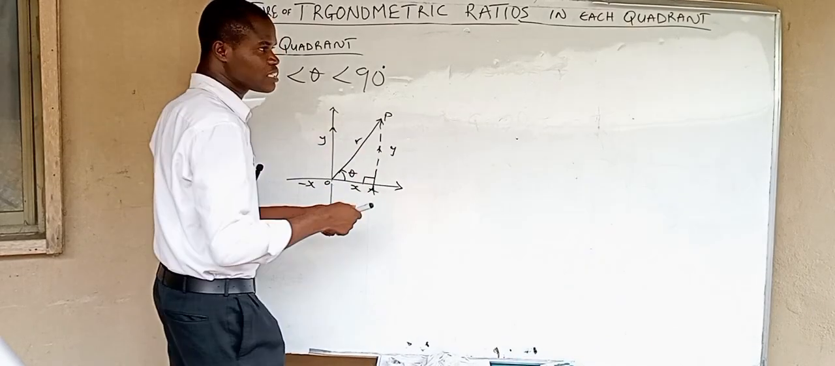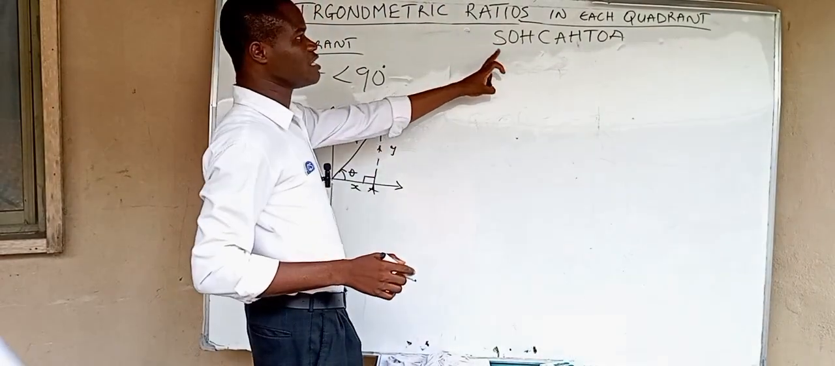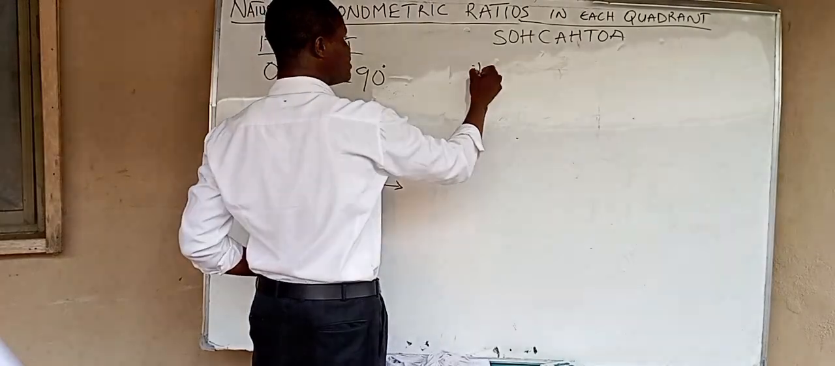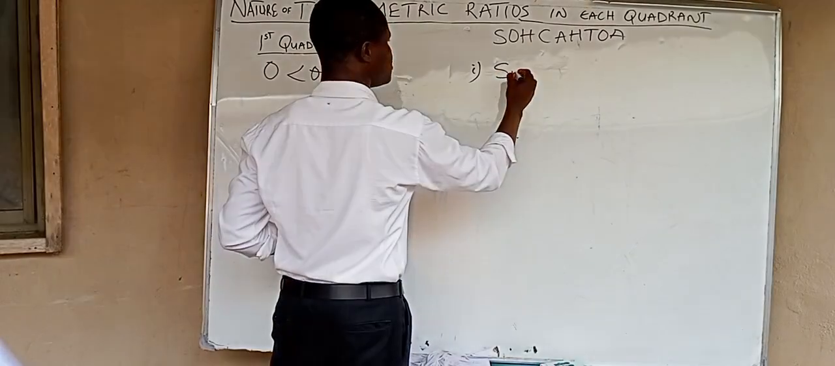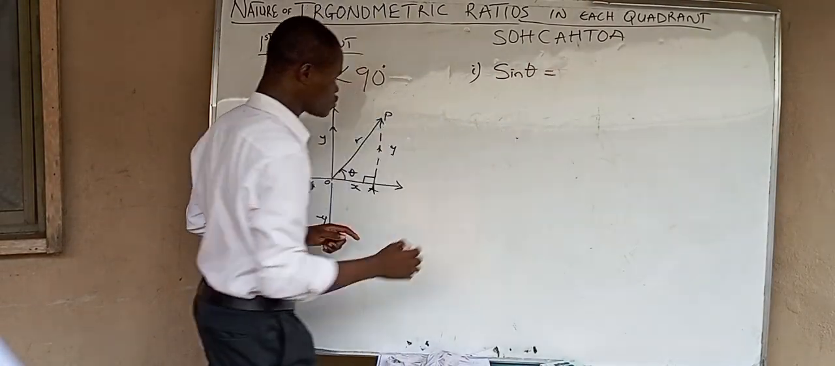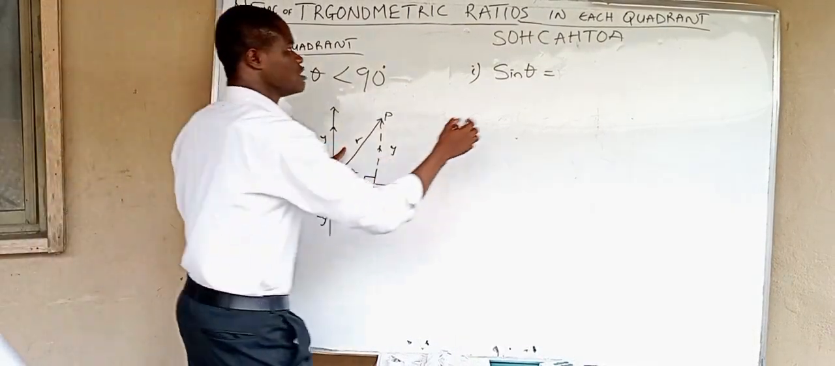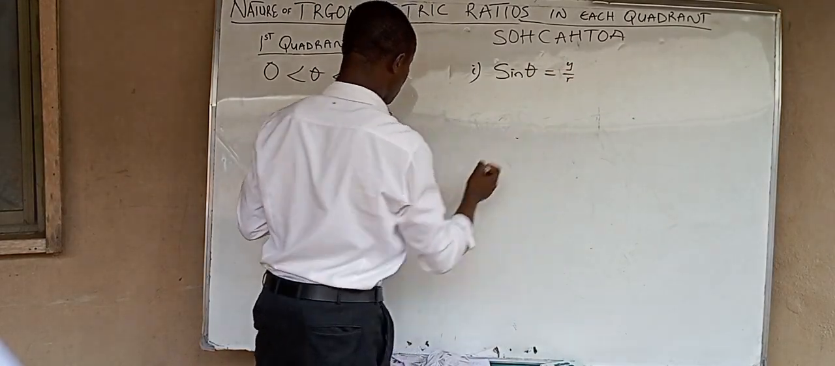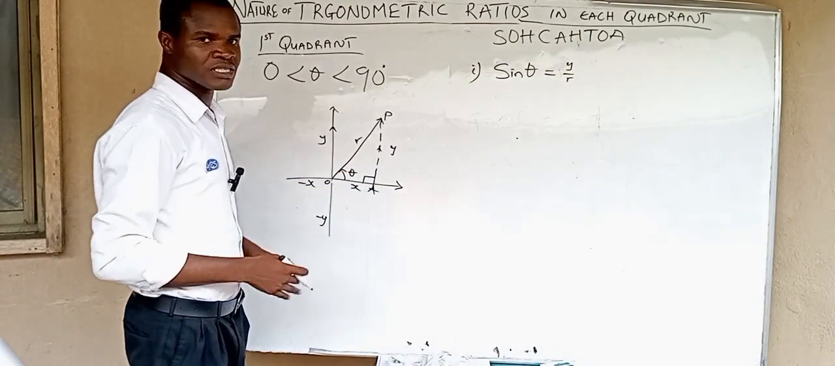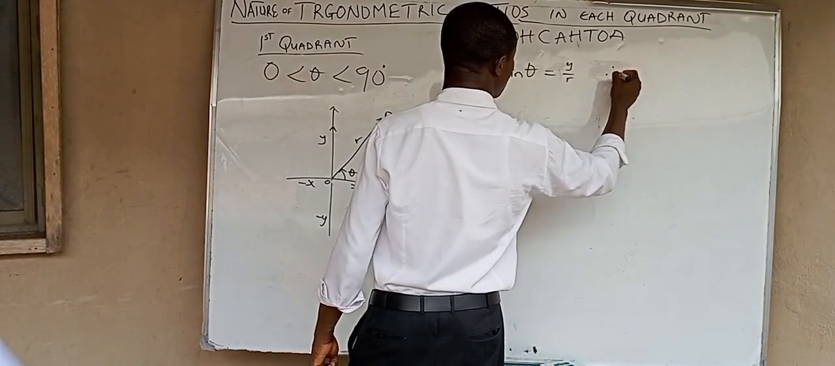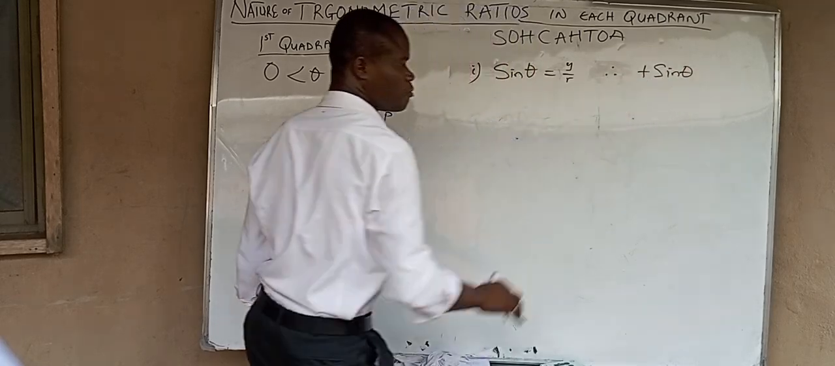Remember your mnemonic, SOHCAHTOA. This mnemonic gives us sine is opposite over hypotenuse. So let's know the nature of sine in this first quadrant. Sine theta is equal to opposite over hypotenuse. That is y over r. Since y is positive and r is positive, positive divided by positive is positive. Therefore, sine theta is positive.